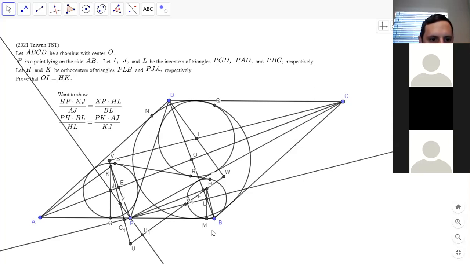So HA is 2R cos A, HD is 2R cos B cos C, and EF is a cos A. All right, I'm going to draw it. AJ over KJ. That's HM times BL squared over HL times BM. I'll spend 10 more minutes on this one, and then maybe we can move on to the next one.